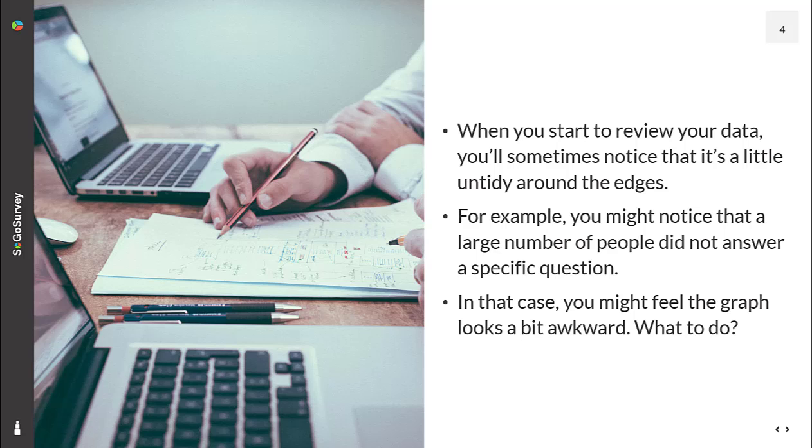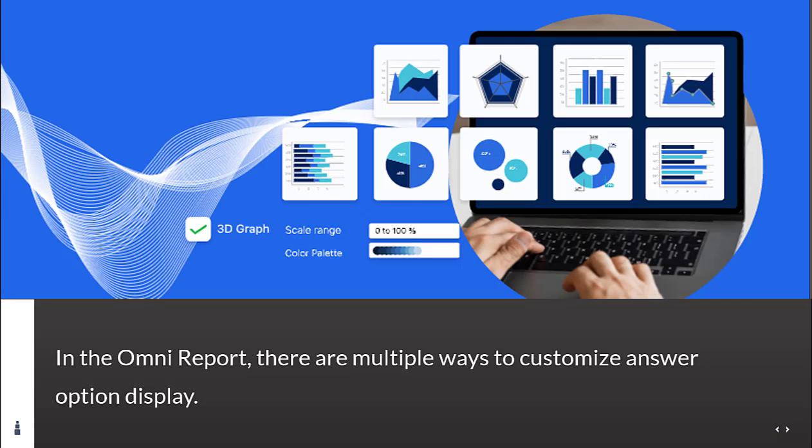Data cleanup. When you start to review your data, you'll sometimes notice that it's a little untidy around the edges. For example, you might notice that a large number of people did not answer a specific question. In that case, you might feel the graph looks a bit awkward. What to do? In the Omni report, there are multiple ways to customize answer option display.